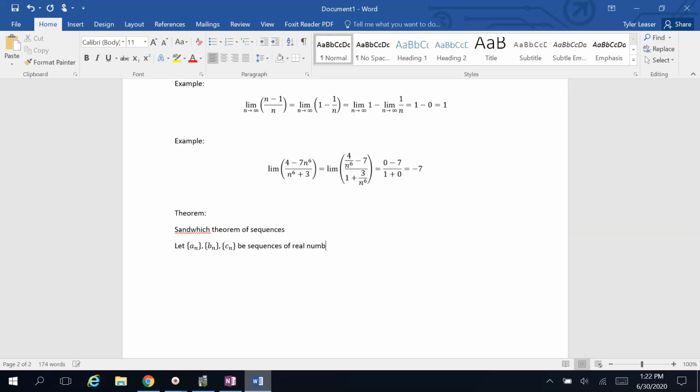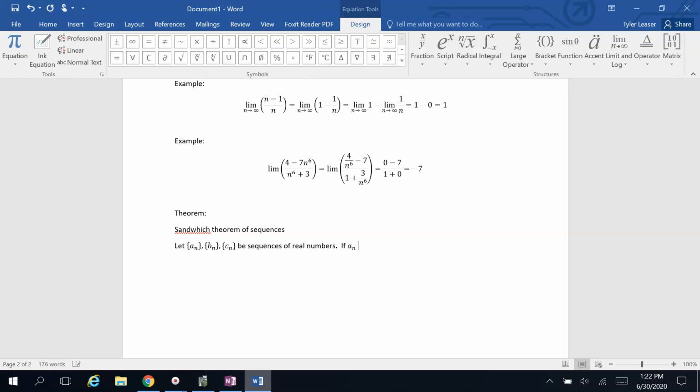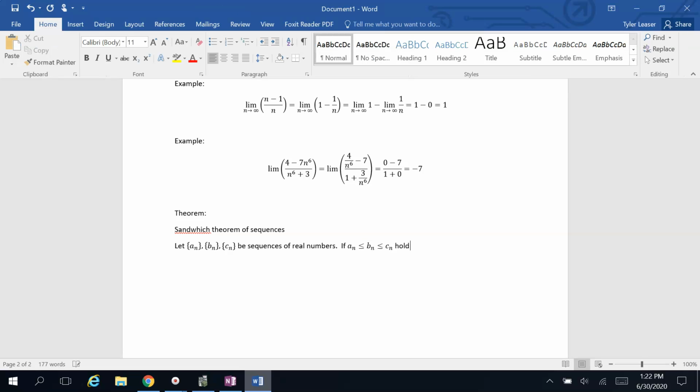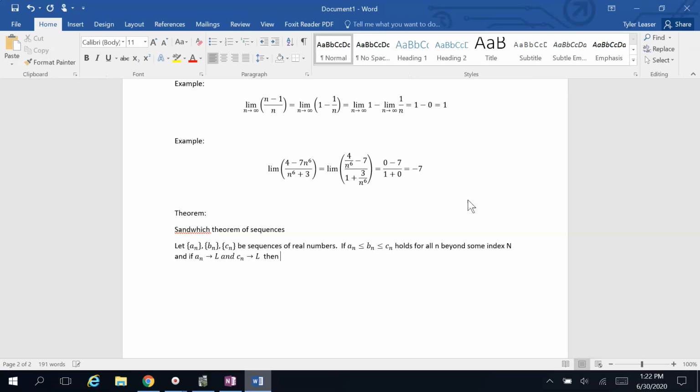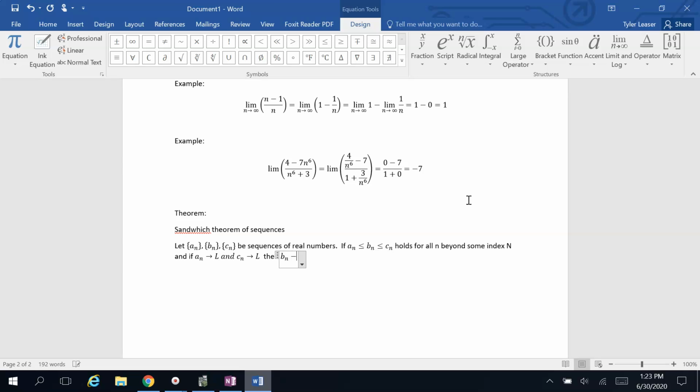Of real numbers, if we have that every single value of a sub n is less than or equal to every single value of b sub n, which is less than or equal to every single value of c sub n, and this holds for all n beyond some index capital N, and if we have that a sub n converges to some value L, and c sub n converges to some value L, then we automatically get that b sub n converges to that same value L.